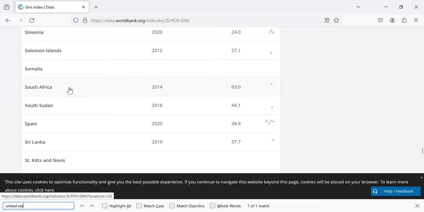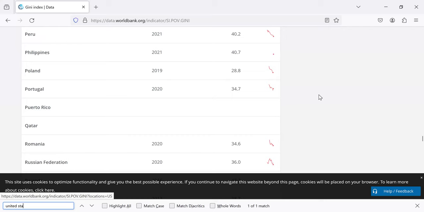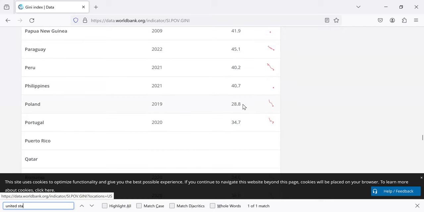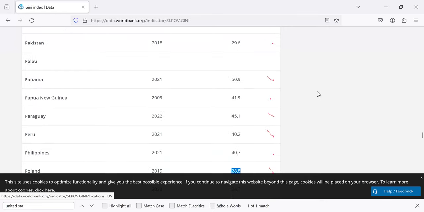I mean, if you look at South Africa, for example, this Gini index is much higher. This represents, if you recall, the idea that wealth inequality is worse in South Africa, that a small number of people control a huge amount of the nation's wealth. On the other hand, Poland, 28.8. Poland has less inequality than America. It's closer to wealth equality because the Gini index is smaller.